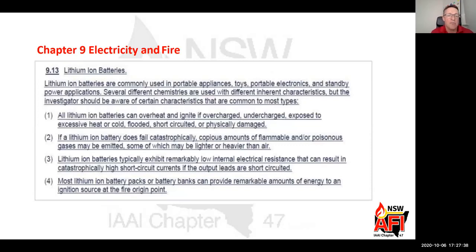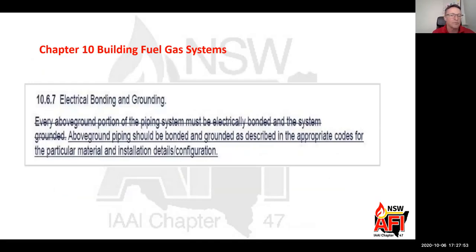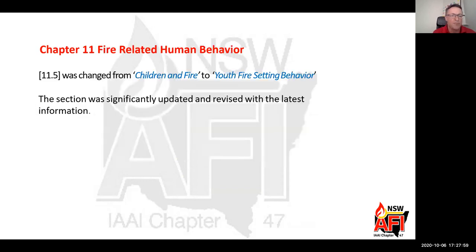One of the things that was added was lithium-ion batteries, which everyone knows is a hot topic at the moment. So there was some information put in there about that, which is good. It's finally coming into 921, a bit more information on lithium-ion. Electrical bonding and grounding, new definition there. Then fire-related human behaviour. So 11.5 was changed to youth fire setting behaviour. It best describes it, rather than saying children. So that was updated as well.